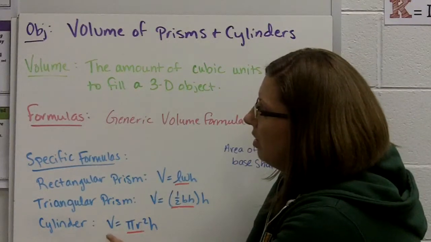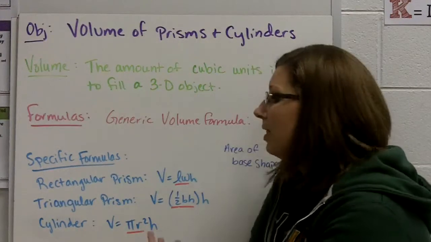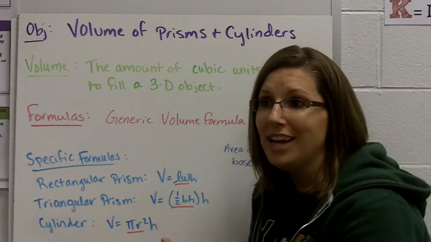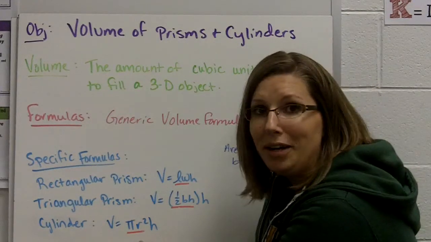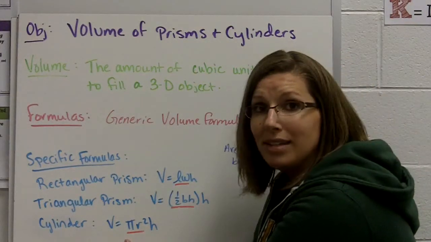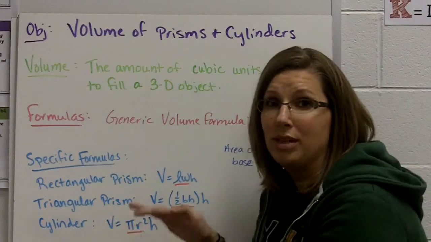Cylinders use the formula pi r squared times h. Again, the base of a cylinder is a circle. The area formula for a circle is pi r squared. See where it's all coming together? Because we need to find the area of the base and multiply it by how tall the shape, or the prism, is.